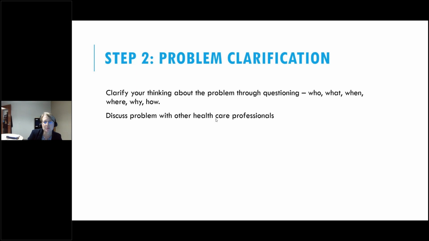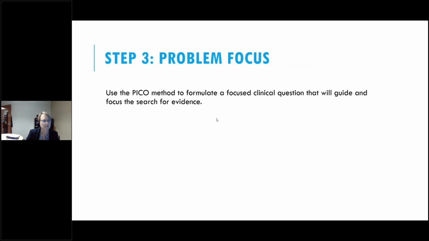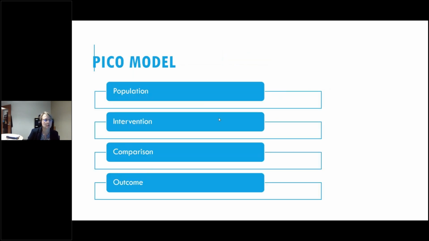Think about it in terms of questions like who, what, when, where, why, how. You might need to tweak it to make it a better problem to focus on. Then step 3 is to focus it using PICO. So let's take a look at PICO.